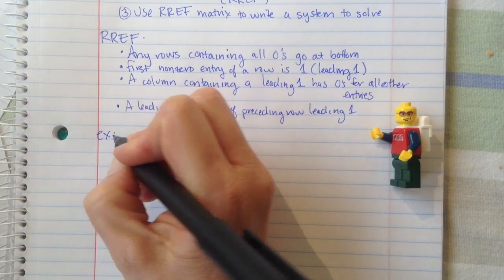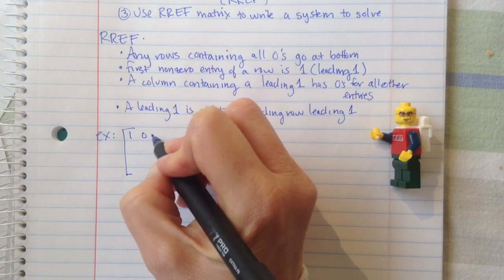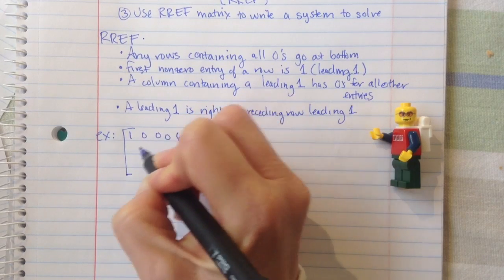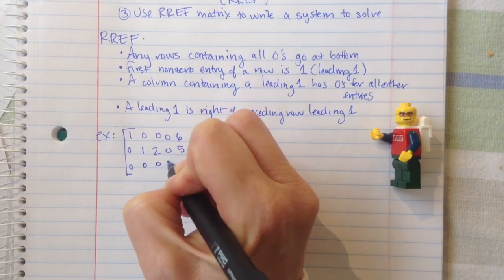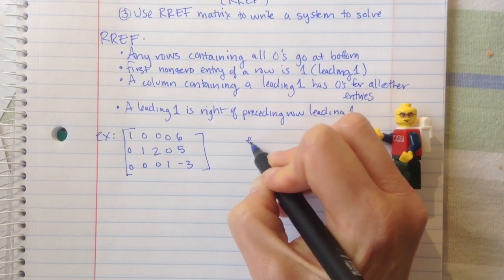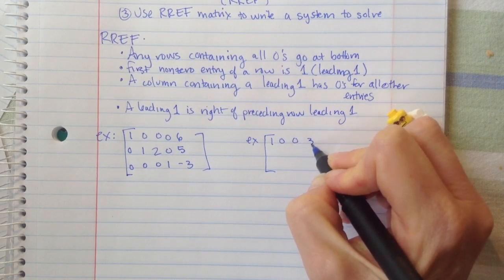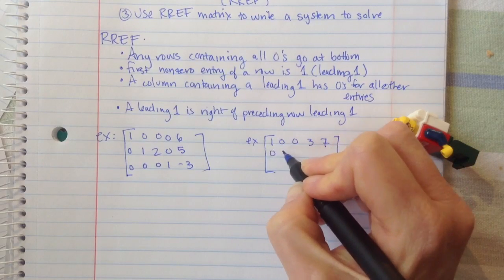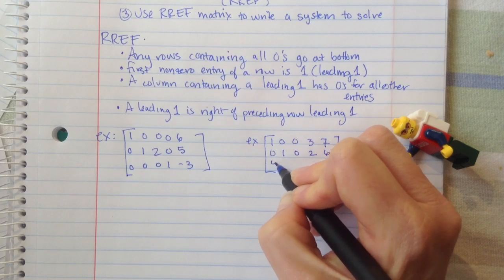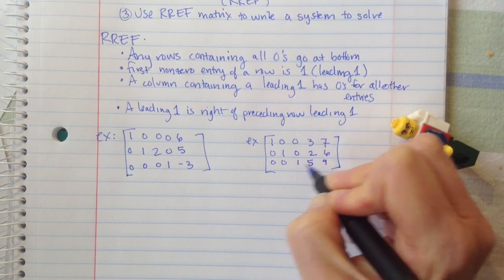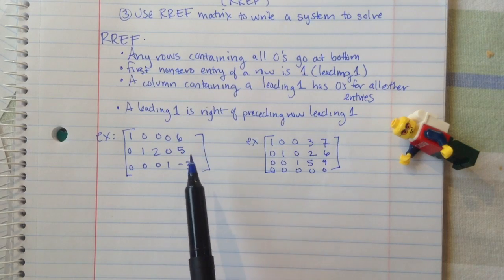For example, here's a matrix that's in RREF. It's sort of a big matrix, but that's okay. 1, 0, 0, 0, 6, 0, 1, 2, 0, 5, 0, 0, 0, 1, negative 3. Here's another example: 1, 1, 0, 0, 3, 7, 0, 1, 0, 2, 6, 0, 0, 1, 5, 9, and 0, 0, 0, 0, 0. You can see both of these are following all 4 of the rules.